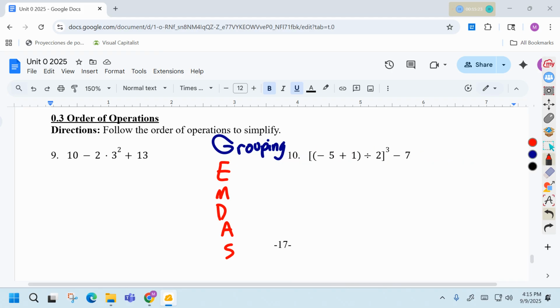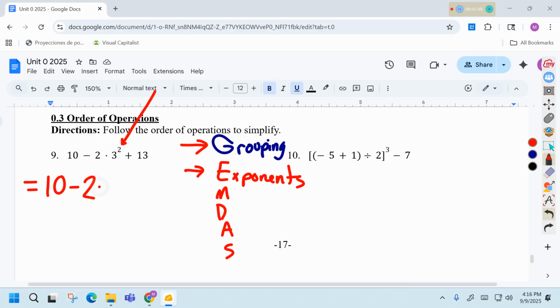So in this problem for number 9, we know that we're just going to copy everything except the thing that's highest in the hierarchy of operations. The highest thing in the hierarchy here is grouping. There are no grouping symbols, right? So now we get to the next one, which is the exponents. We see an exponent right here. The exponent is the 2.